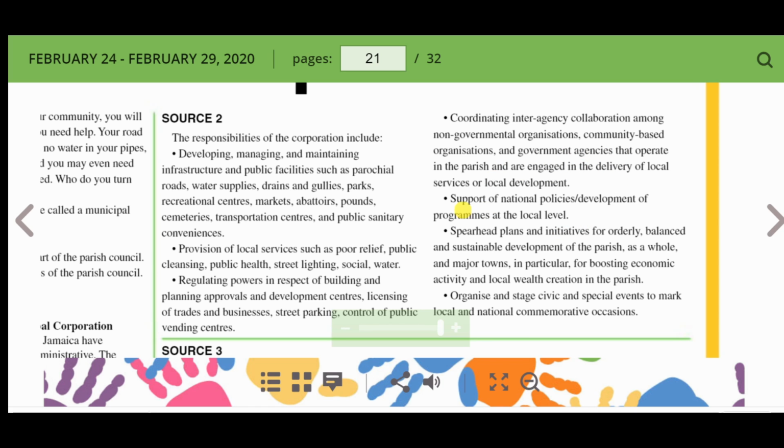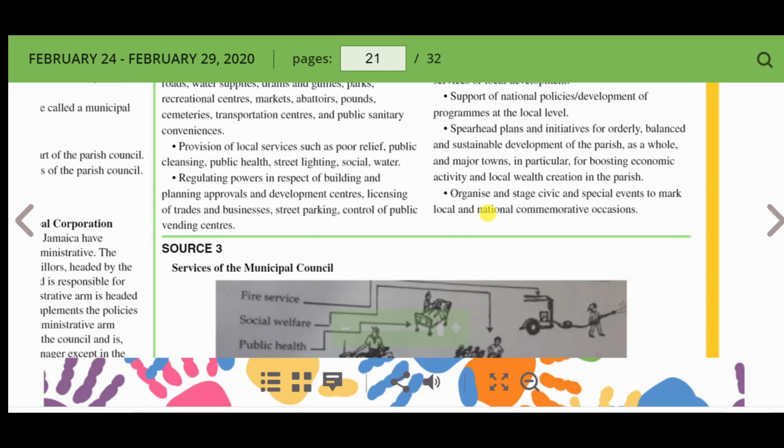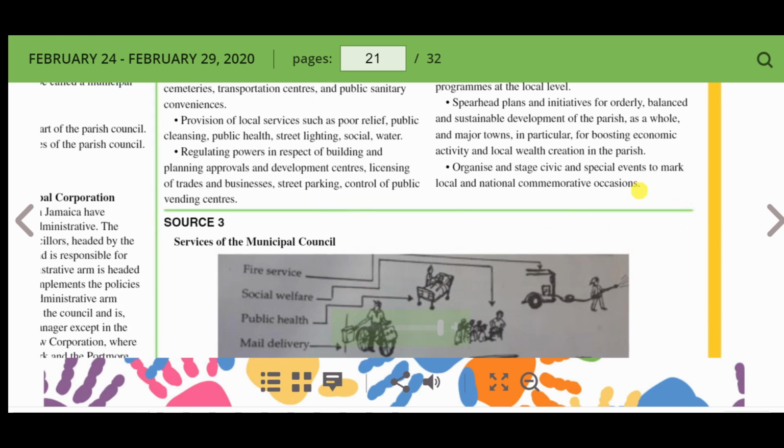The municipal corporation also supports the national policies or development of programs at the local level. They spearhead plans and initiatives for orderly, balanced, and sustainable development of the parish as a whole, and the major town in particular, for boosting economic activities and local wealth creation in the parish. They organize and stage civic and special events to mark local and national commemorative occasions.